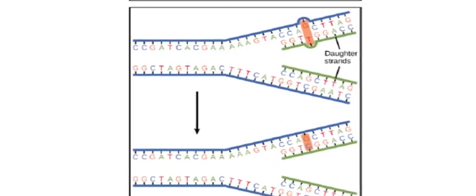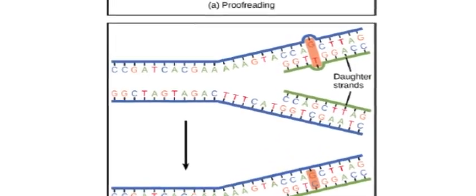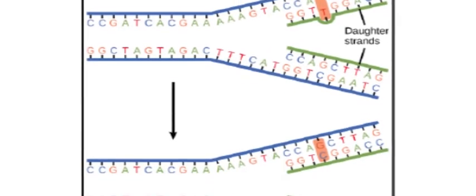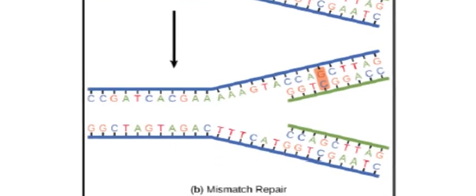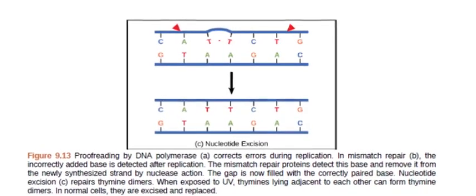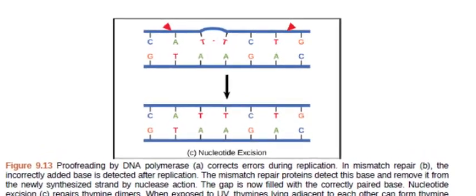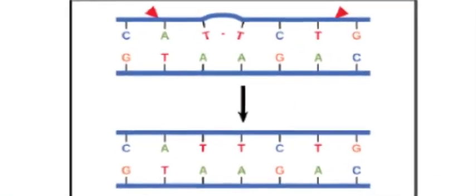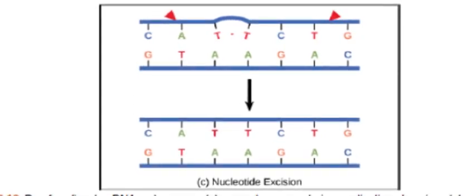In mismatch repair, the incorrectly added base is detected after replication. The mismatch repair proteins detect this base and remove it from the newly synthesized strand by nuclease action. The gap is now filled with the correctly paired base. Nucleotide excision repairs thymine dimers. When exposed to UV or ultraviolet, thymines lying adjacent to each other can form thymine dimers. In normal cells, they are excised and replaced.